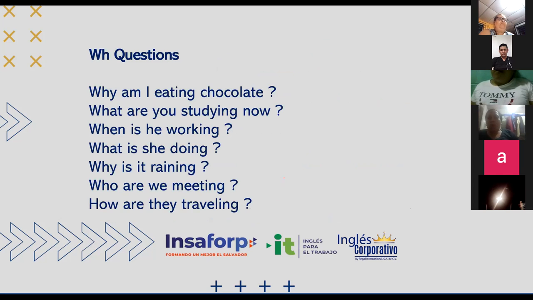Look at this, we're going to make a couple of questions here. When we make questions, remember we were talking about question words, but we are also talking about the present continuous. So we're going to make questions with the present continuous and question words. Remember at the beginning, we were checking how we make yes/no questions, right? But now we are going to make information questions. So if you say, why am I eating chocolate? If you say, but I never eat chocolate, why am I eating chocolate? Maybe because you like it or because you need energy, right? Reason.